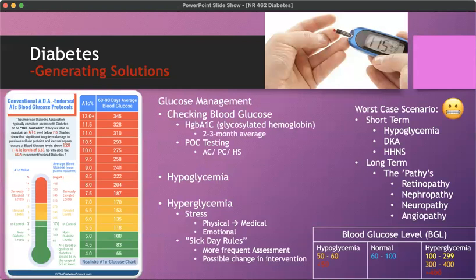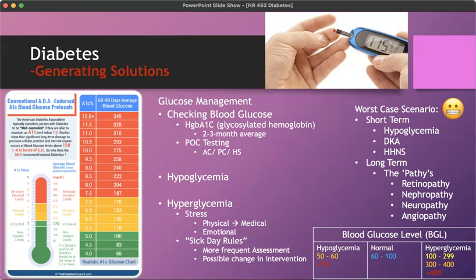On the medical side, management is really complicated. The big thing we need to do is glucose management, so checking their blood sugars. We talked about hemoglobin A1C as that 2 to 3, up to 4 month average of their blood sugars, which is part of our screening. It also, as an outpatient, lets us know how the patient has been managing their diabetes independently.